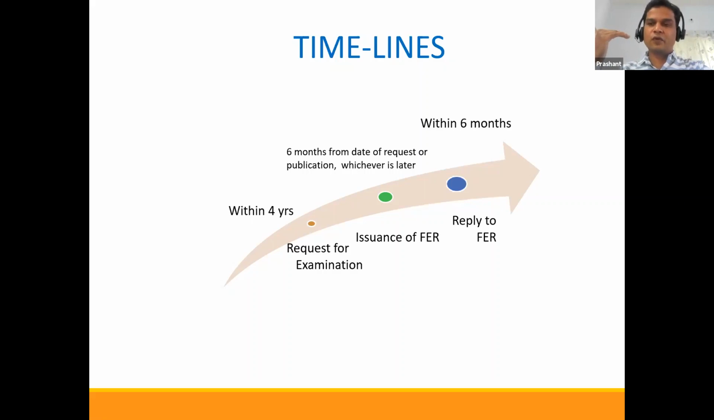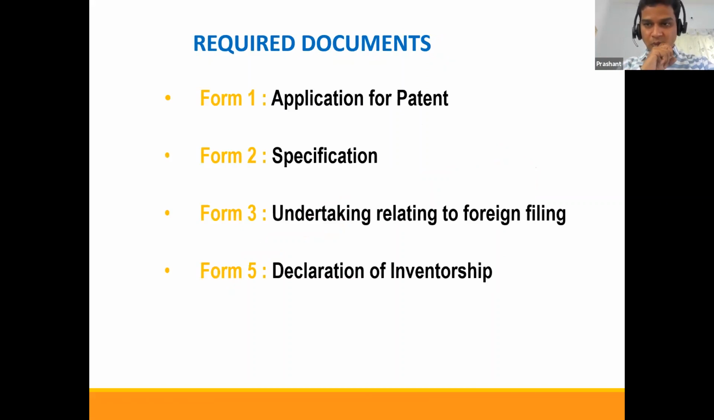If you wait for 4 years, then your prosecution will get delayed, and the grant will be delayed. So it's always good to file a request for examination at a very early stage. Okay, I have already explained this. If you get an examination report, you have to reply within 6 months, which can be extended by 3 months. So what are the documents required for doing the filing procedure?